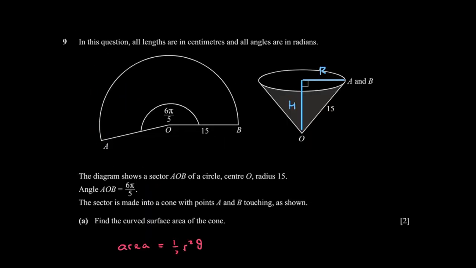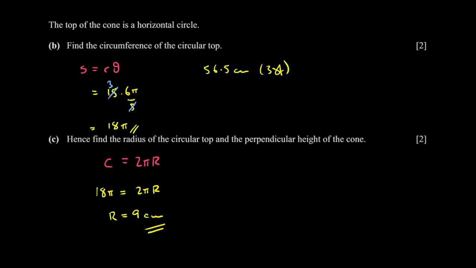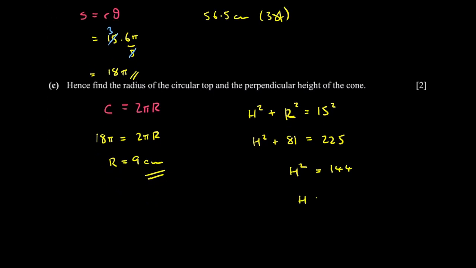And then lastly, how can I find h? Well, I've got a right angled triangle here. So h squared plus r squared is equal to 15 squared. So h squared plus r squared, which is 9 squared, is 81, is equal to 225. So h squared is 225 minus 81, which I think is 144. Yeah, 144. And therefore h is equal to 12. So we get 12 centimeters there.